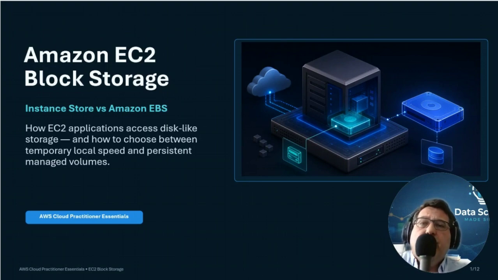Instance Store provides fast local storage that is physically connected to the server hosting the EC2 instance. However, the data is temporary. Amazon EBS, on the other hand, provides persistent managed storage that can continue to exist even when the EC2 instance is stopped. This distinction is extremely important, both in real AWS architectures and on the AWS Cloud Practitioner exam.